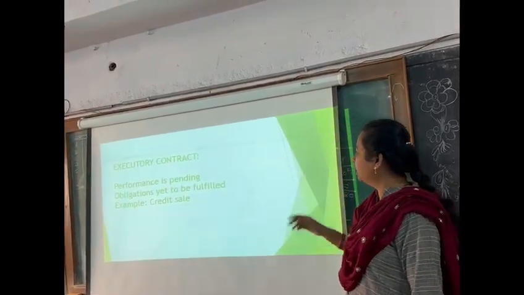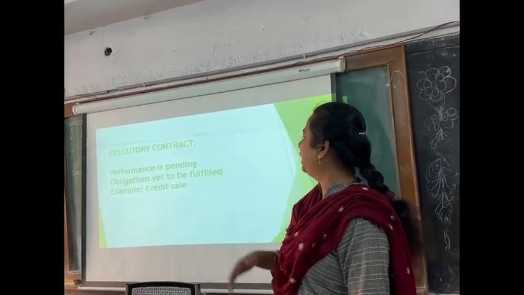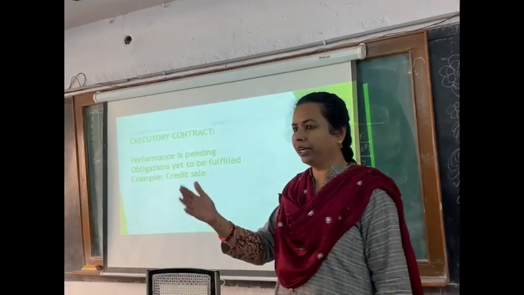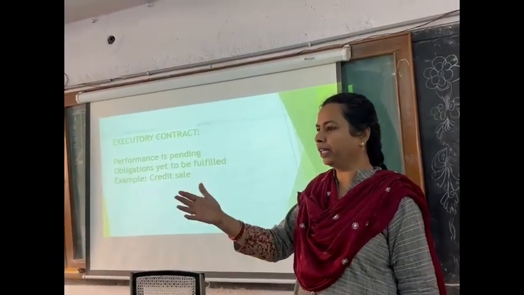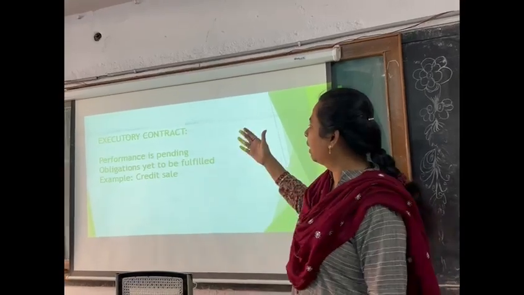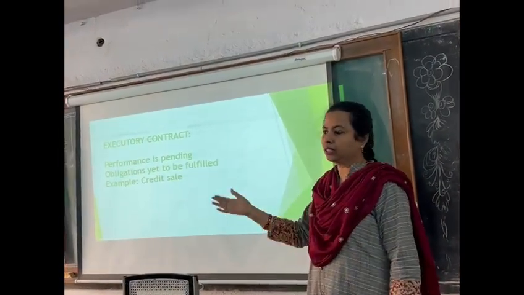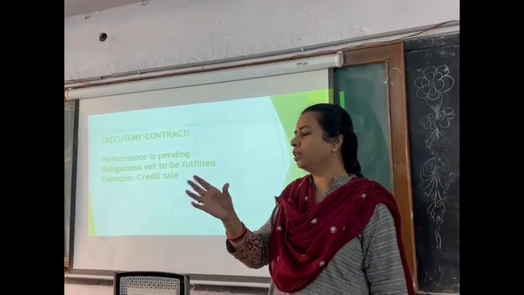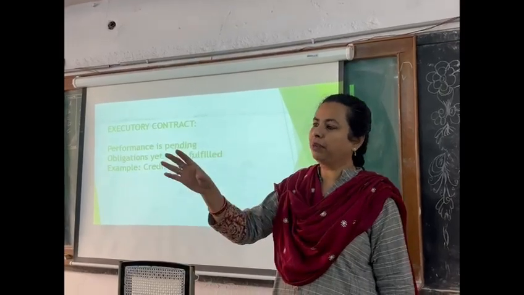Next is the executory contract. An executory contract is a contract whose performance is pending, that is, obligations are yet to be fulfilled. The contract is made, but we are going to perform it in the future. Right? Yet to be completed. Those contracts are called executory contracts. An example is a credit sale. We make the sale of the product, but on an installment basis, some part in one quarter, some part in the other quarter.